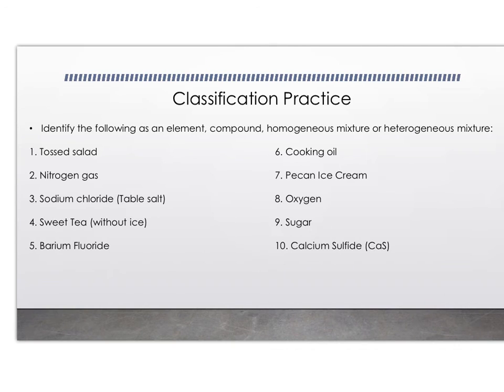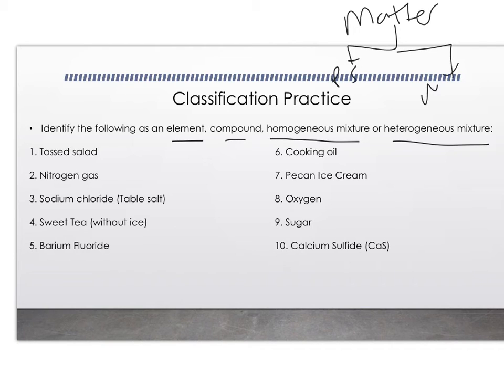So what you should do is write down the following examples and then try to see if you can identify the following as an element, a compound, a homogeneous mixture, or a heterogeneous mixture. And just to review our matter classification chart, we'll either have matter separated into a pure substance or a mixture. So then pure substances are either elements or compounds. Mixtures can either be homo, which is the same throughout, or hetero, which is non-uniform throughout.